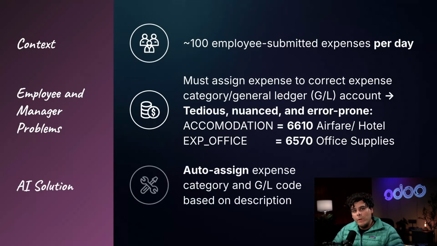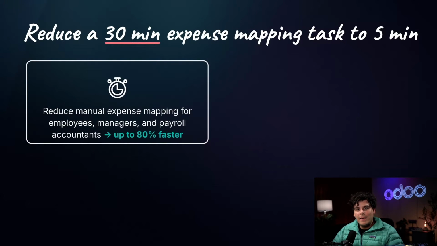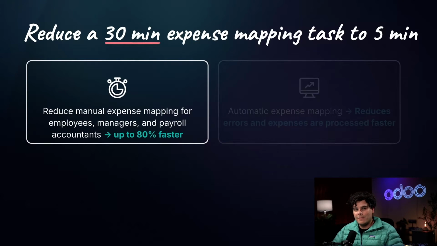With AI, we can actually have Odoo automatically assign the GL code for each expense instead of manually assigning them, saving a lot of time, preventing errors, and ultimately getting employees paid back in a timely manner. AI can help reduce our payroll accountant's time, so that when it comes time to assign expenses to the right accounts, it's a lot faster.